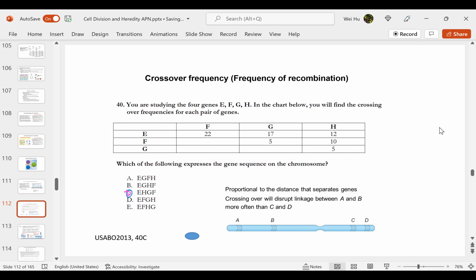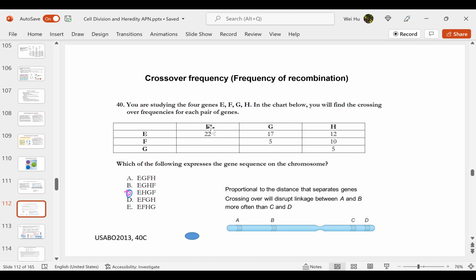Okay, so now let's go through this question together, right? So let's say we got 22. 22 is the highest number, means high crossover. So high crossover means a longer distance. So E and F must have a longer distance. So you put the F in the end.